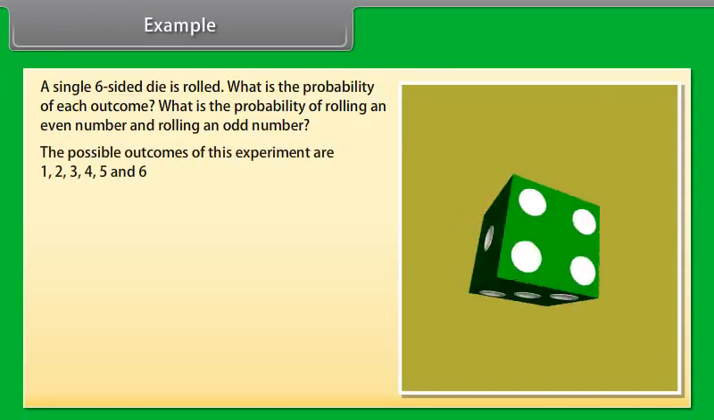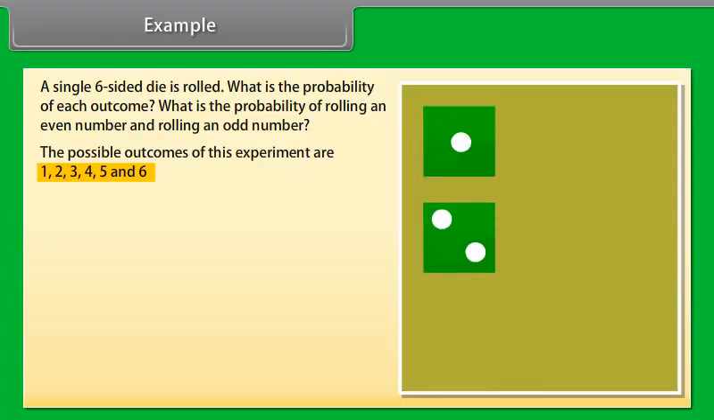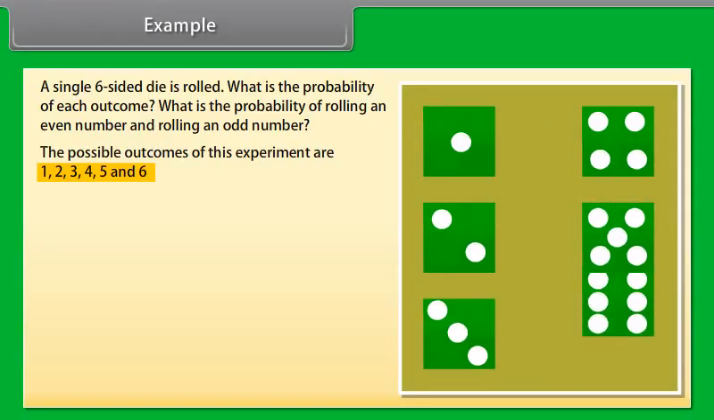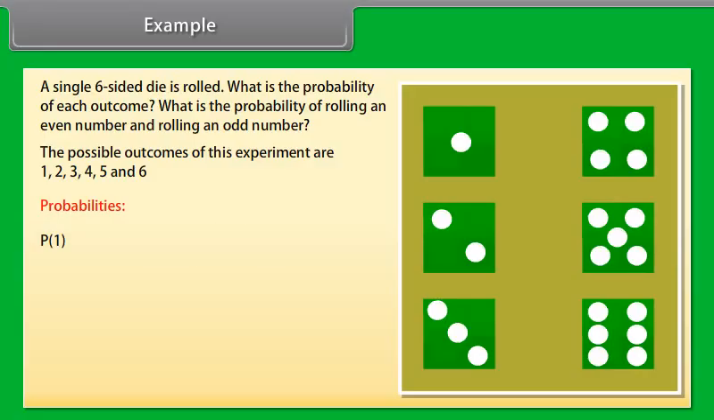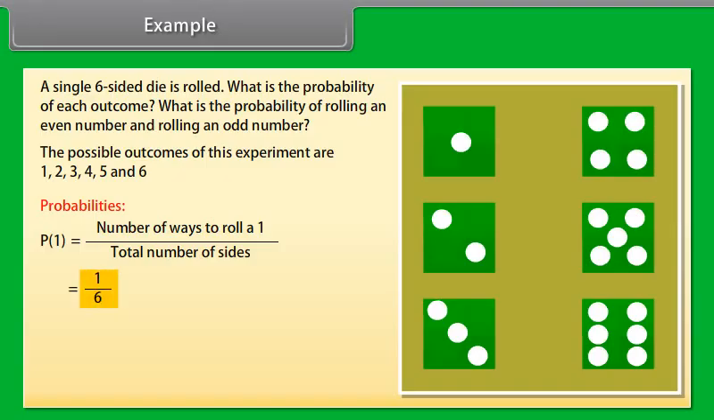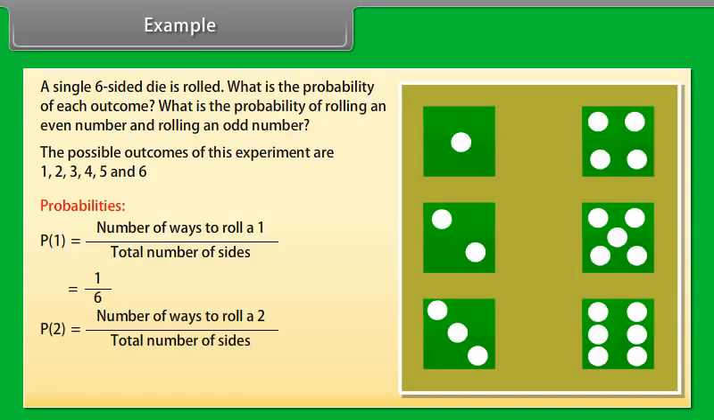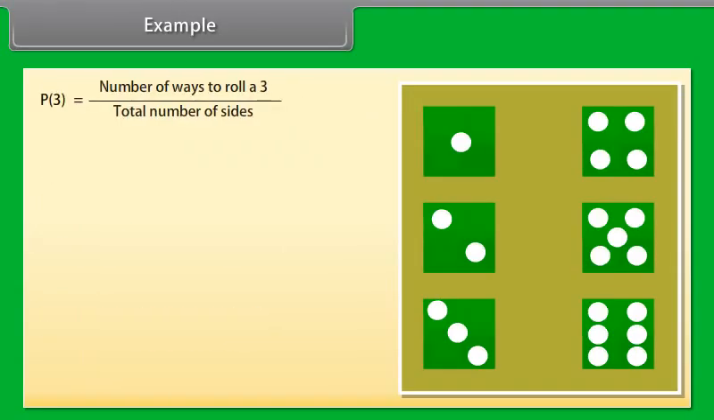The possible outcomes of this experiment are 1, 2, 3, 4, 5, and 6. Now let's find probabilities. Probability of 1 is number of ways to roll a 1 by total number of sides, which is equal to 1 by 6. Probability of 2 is number of ways to roll a 2 by total number of sides, which is equal to 1 by 6. Similarly, the probability of 3 is number of ways to roll a 3 by total number of sides, which is equal to 1 by 6.